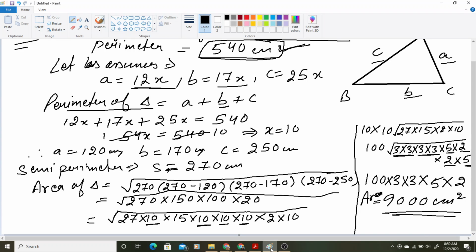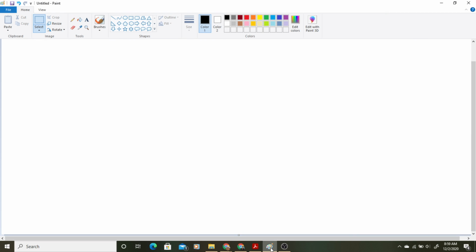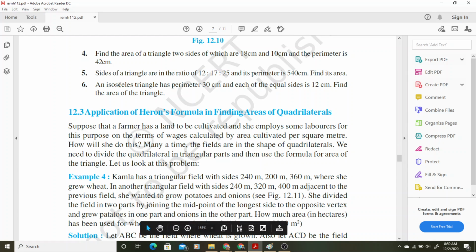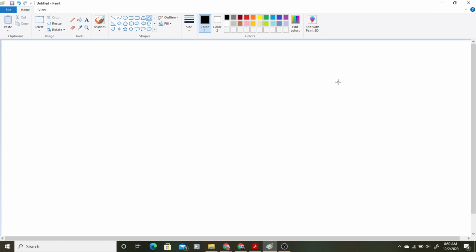Okay, so let us see the sixth question. What is there in question number 6? An isosceles triangle has perimeter 30 centimeter. So first we will draw an isosceles triangle as given in the question. You know, for an isosceles triangle, two of the sides are equal. That means if I take this A, B, C as isosceles, I can take this side and this side as equal. It is given in the question that it is an isosceles triangle.